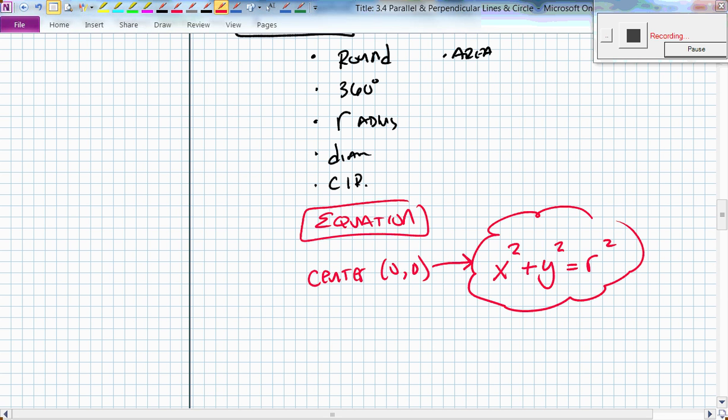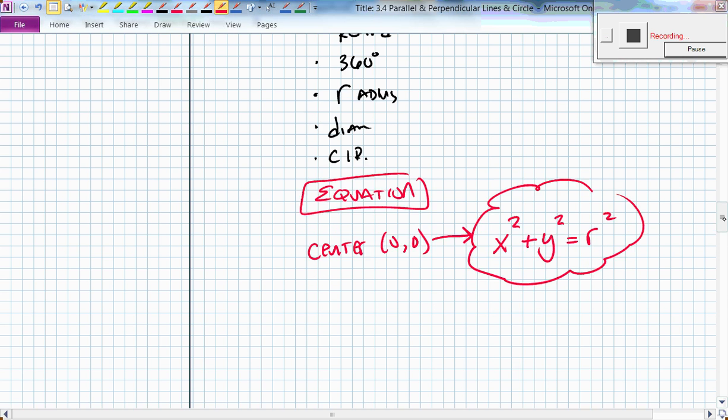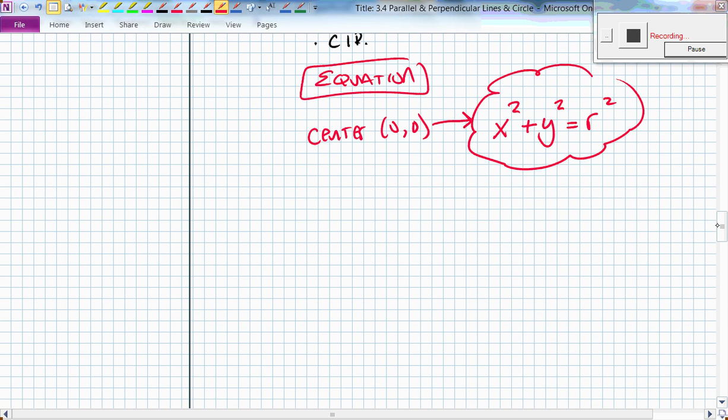The x and the y stand for all of the coordinate points that are r units away from the center. So the r stands for the radius, and the radius is squared. So x squared plus y squared equals r squared. Now, what if your center is not at 0, 0? What if your center is somewhere else?